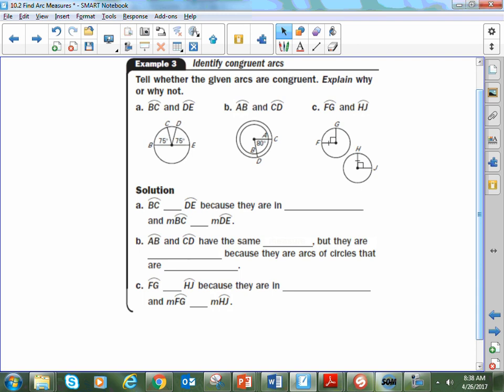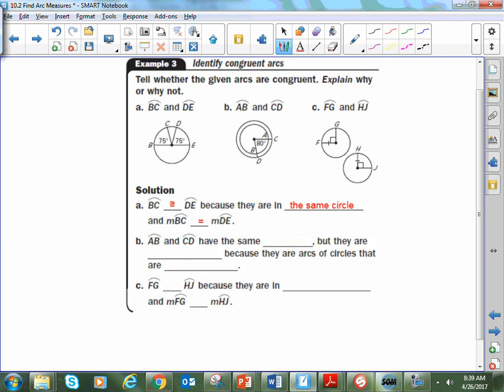So looking here in example A, BC and DE, are those arcs congruent to each other? Well, in this case, when I look at the measurements of the angles that are given, 75 and 75, arc BC and arc DE both have a measurement of 75 degrees, so they have the same measure. And because they're inside of the same circle, then they have to be congruent to each other. So it satisfies the two things that we're looking for. They have to have the same measure, obviously, but they either have to be in the same circle or in congruent circles also.